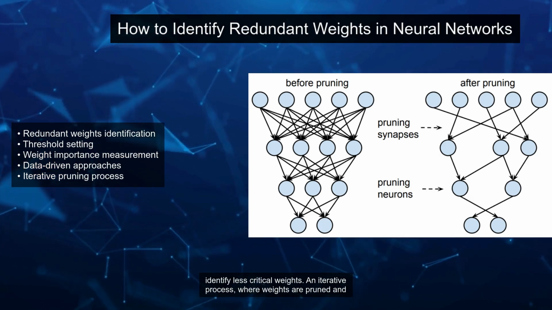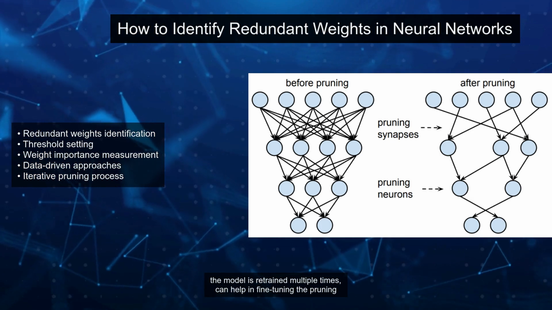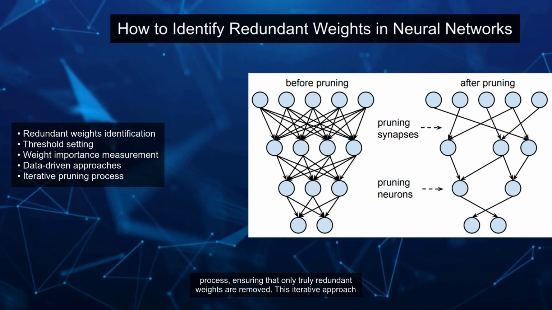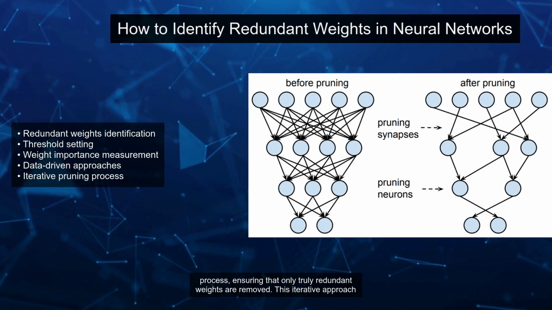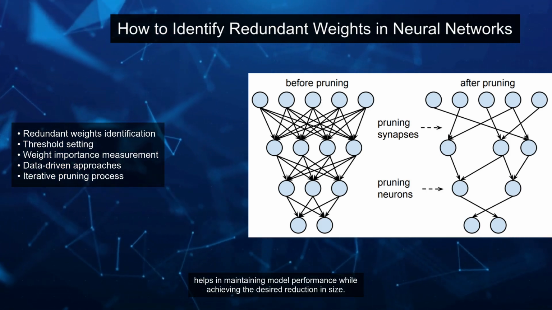An iterative process, where weights are pruned and the model is retrained multiple times, can help in fine-tuning the pruning process, ensuring that only truly redundant weights are removed. This iterative approach helps in maintaining model performance while achieving the desired reduction in size.